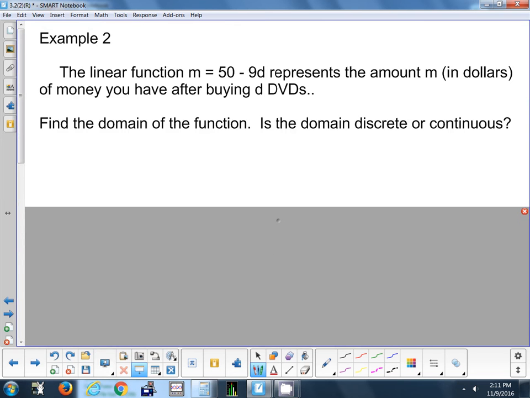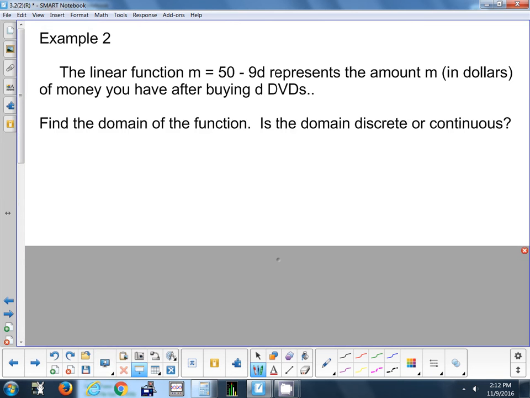Okay, it says this function represents the amount in dollars of money you have after you buy a certain number of DVDs. So you're starting with $50, and every DVD that you buy is going to cost you $9. Now, if you only have $50, can you buy as many DVDs as you want? No. So there is a limit. Like you can't buy 200 DVDs. You don't have enough money for that. So as we go through it, we'll figure out how many we can buy with $50.